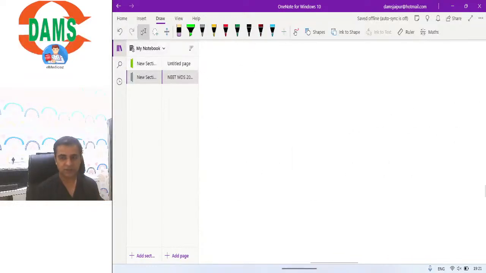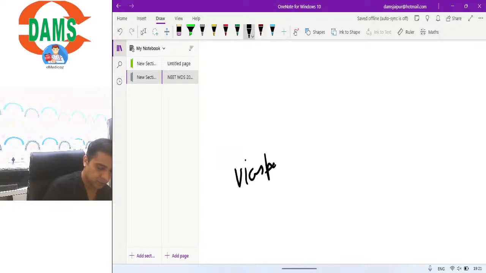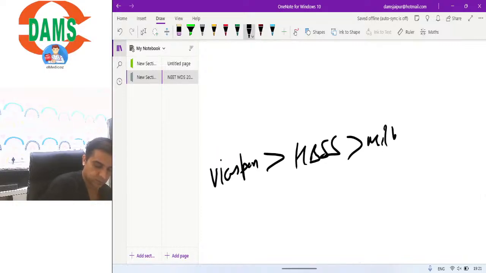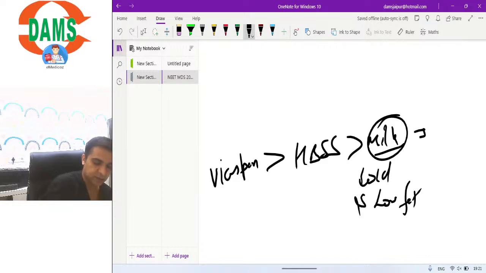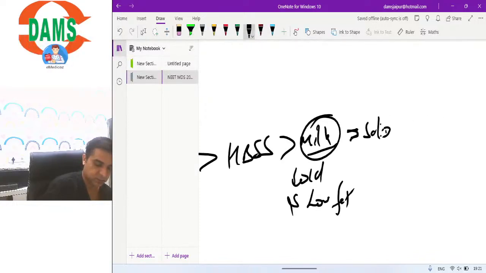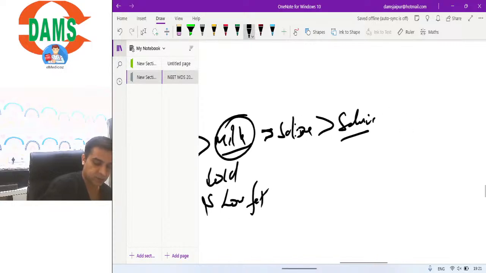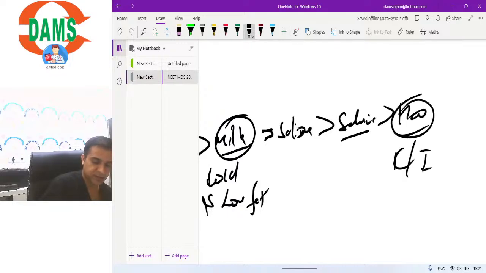So just for the sake of this, I will cover it. The better is ViaSpan, then HBSS, then milk, which is better when cold and low fat, then saline, saliva, then water. In fact, water is contraindicated.